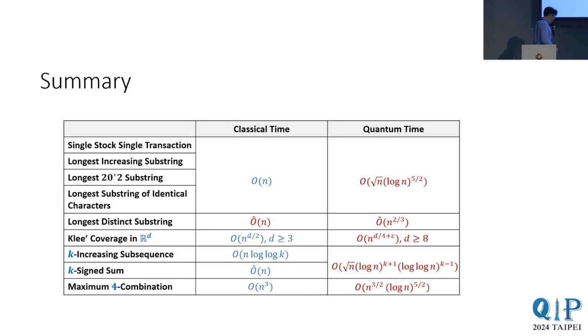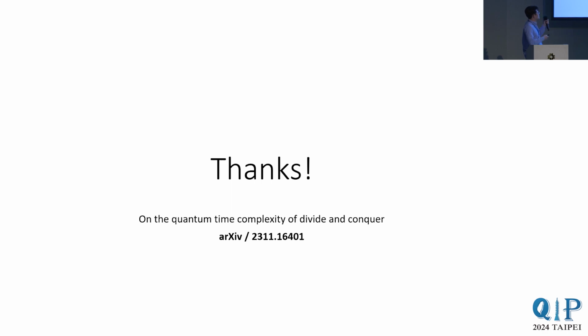So here comes the summary. Roughly speaking, we achieve our favorite quadratic speedup for most problems, but not for LDS, because LDS has a bottleneck, which is element distinctness, because we use it as a subroutine. I didn't mention the last two problems here, but they are also very interesting. In case you want to know more about our result, you can refer to our paper on arXiv. Okay, thank you.